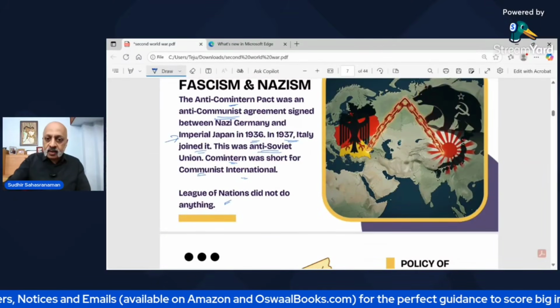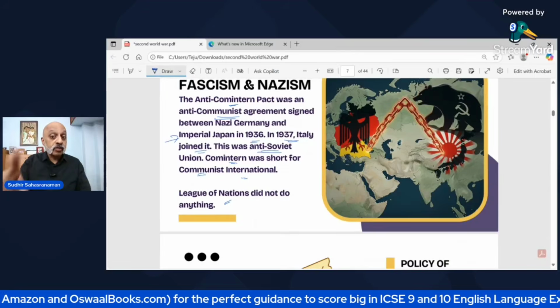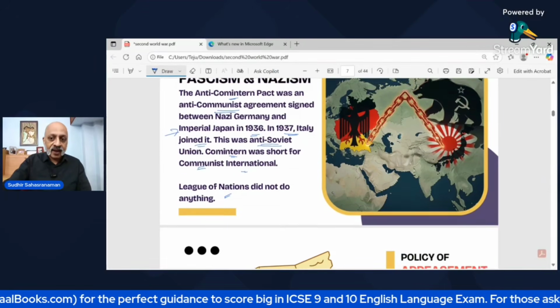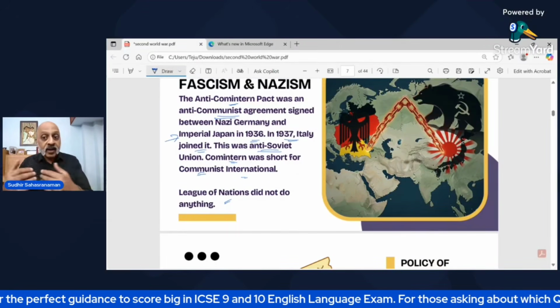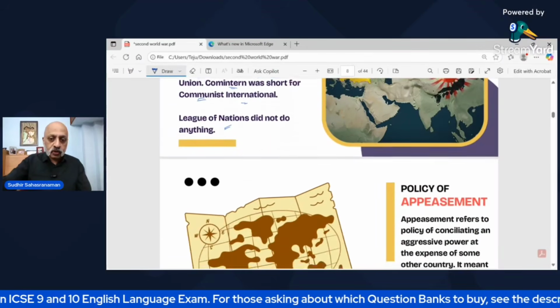And you can see here Hitler and Germany and Japan. Japan's flag at that time was different. It was this kind of a flag. And on top, you can see the bear. That is a symbol of the USSR, the Soviet Union.